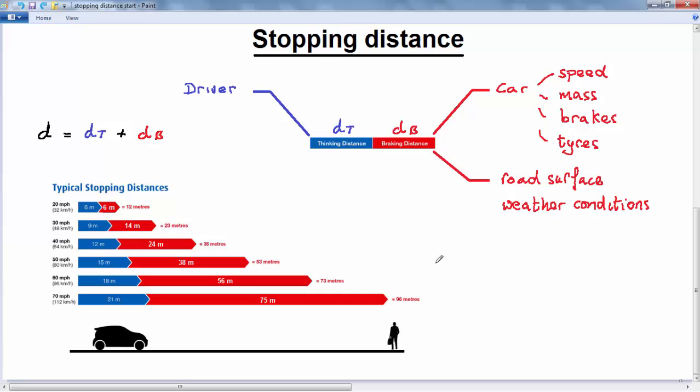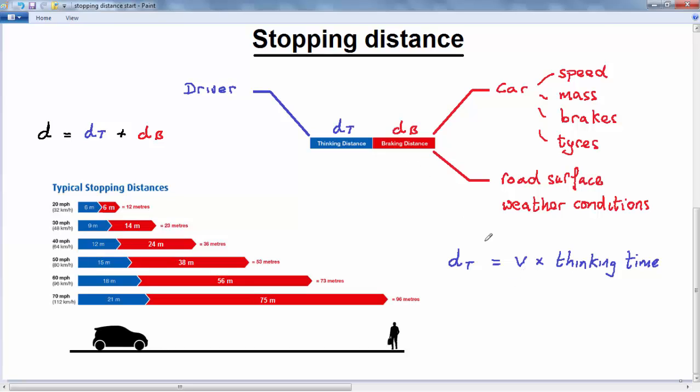So what is the thinking distance equal to? In that period of time between you seeing this pedestrian and slamming the brakes down, the car travelled the thinking distance, which is equal to the velocity of the car multiplied by your reaction time or thinking time. So what affects this thinking distance? Well, clearly the first thing, as with the braking distance, is the velocity of the car.